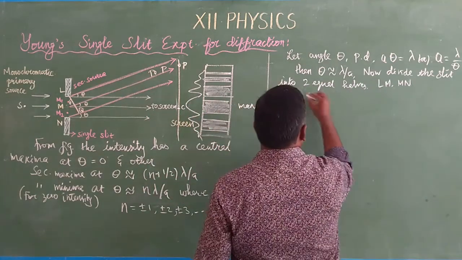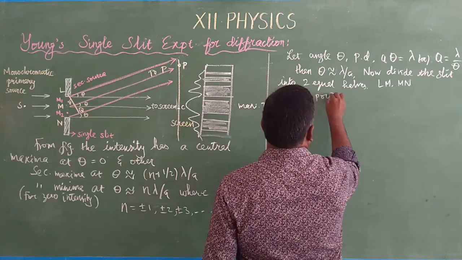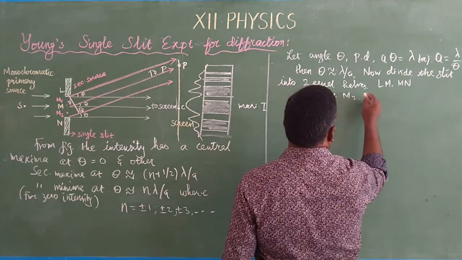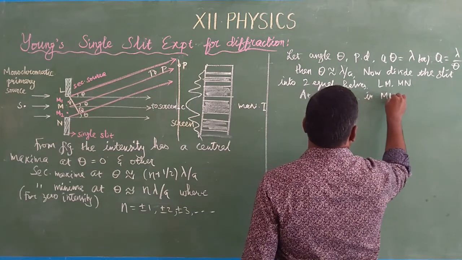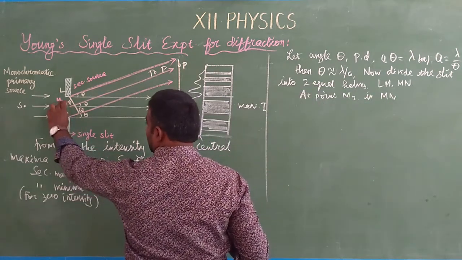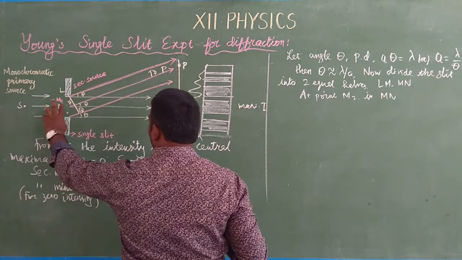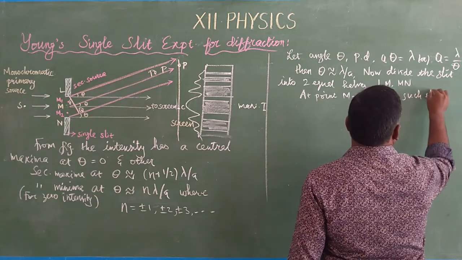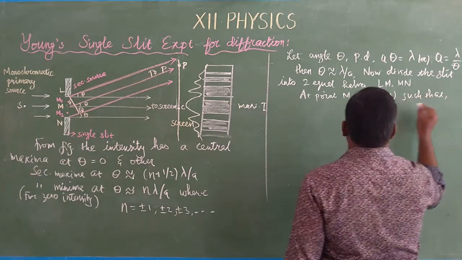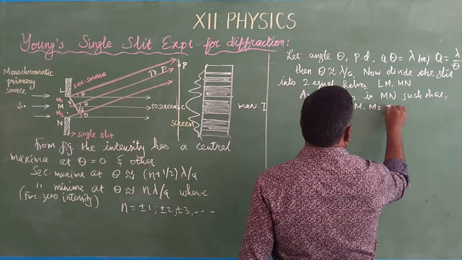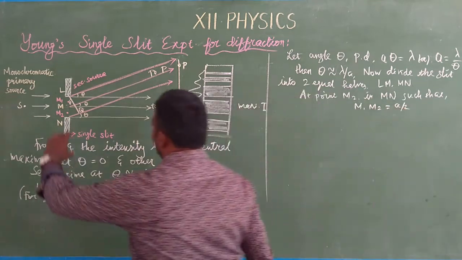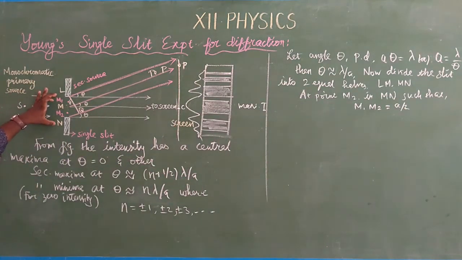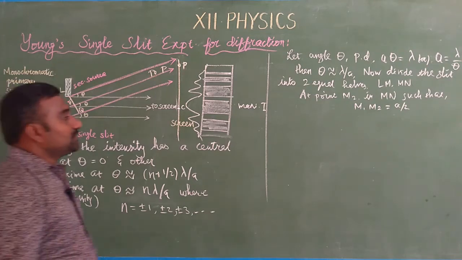Okay, so at point M2 in MN, actually M2 ங்கிற point எங்க இருக்கு? MN ல இருக்கு. So M2 is the point in MN such that M1 and M2 is equal to A by 2. அதாவது LN ங்கிறது ஸ்லிட்டோட width A வா இருந்ததுன்னா இது அதுல பாதியா, அப்ப என்னவா இருக்கும்? A by 2. Okay, so A by 2.